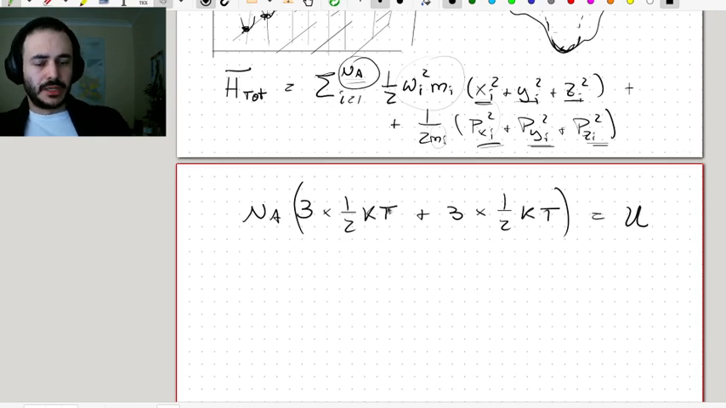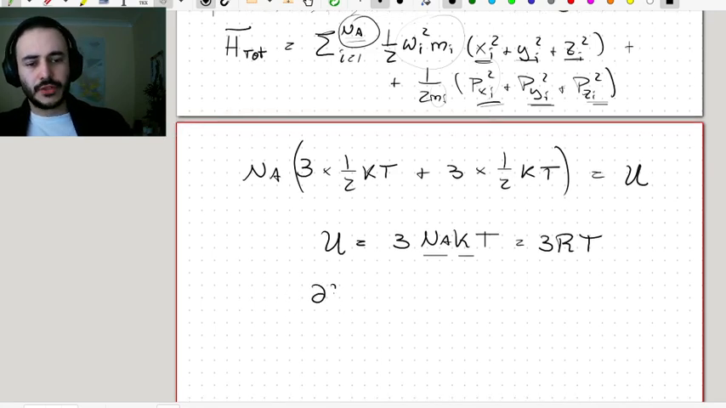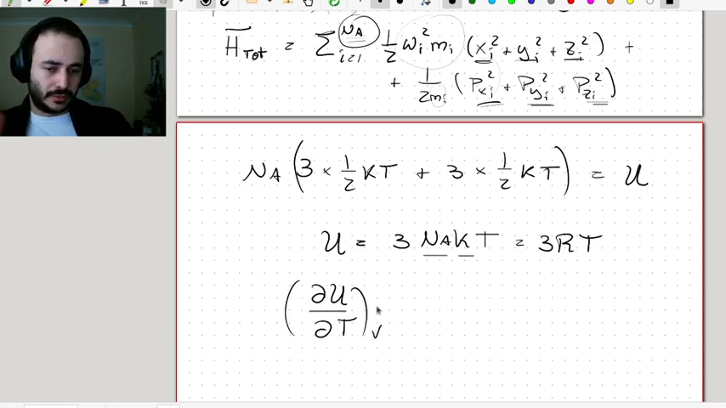So let's write this out. We have 6 of these things, each 1/2 kT, so it's 3 N_A kT. That would be the approximation to the internal energy of the system. Remember that Avogadro's number times the Boltzmann constant is the ideal gas constant. Again, for a solid, the heat capacities at constant volume and constant pressure are roughly the same thing. We just take the derivative with respect to temperature, believing that volume is constant in this case. What we get is 3R.